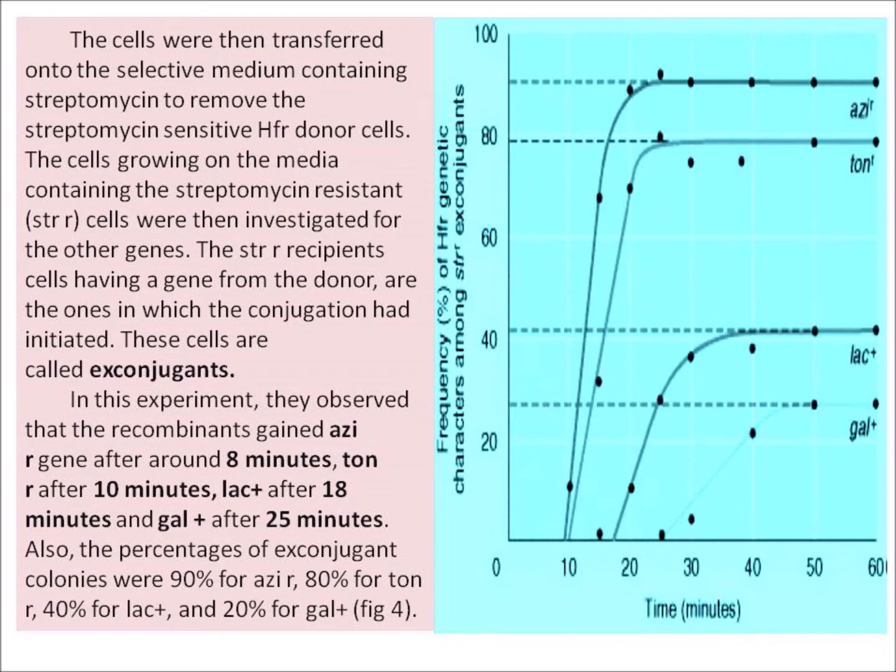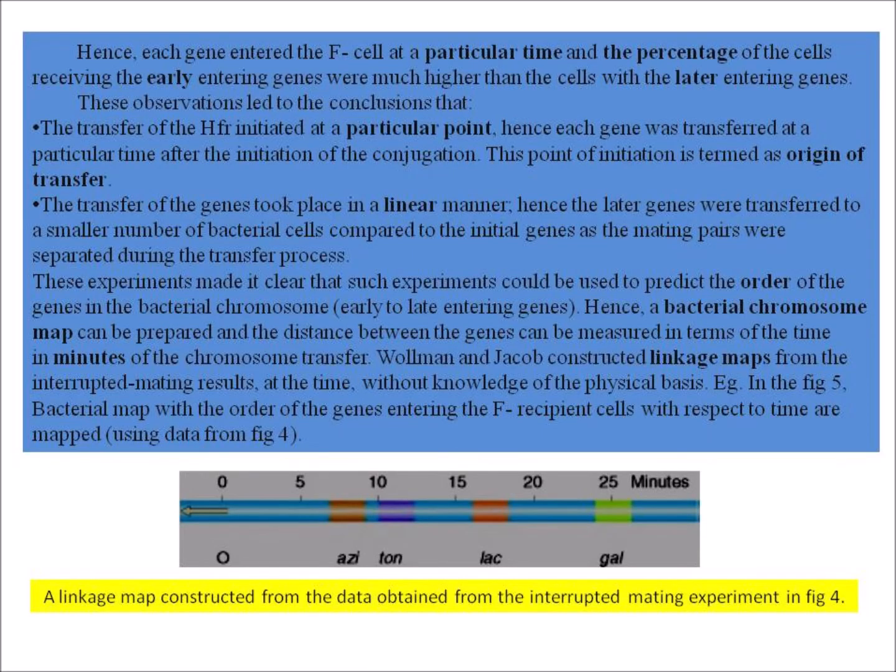In this experiment, they observed that the recombinants gain AziR gene after around 8 minutes, TonR after 10 minutes, Lac plus after 18 minutes and Gal plus after 25 minutes. Also, the percentages of ex-conjugant colonies were 90% for azithromycin resistant, 80% for TonR, 40% for Lac plus and 20% for Gal plus. See, the figure is given here. Hence, each gene entered the F minus cell at a particular time, and the percentage of the cells receiving the early entering genes were much higher than the cells with the later entering genes.